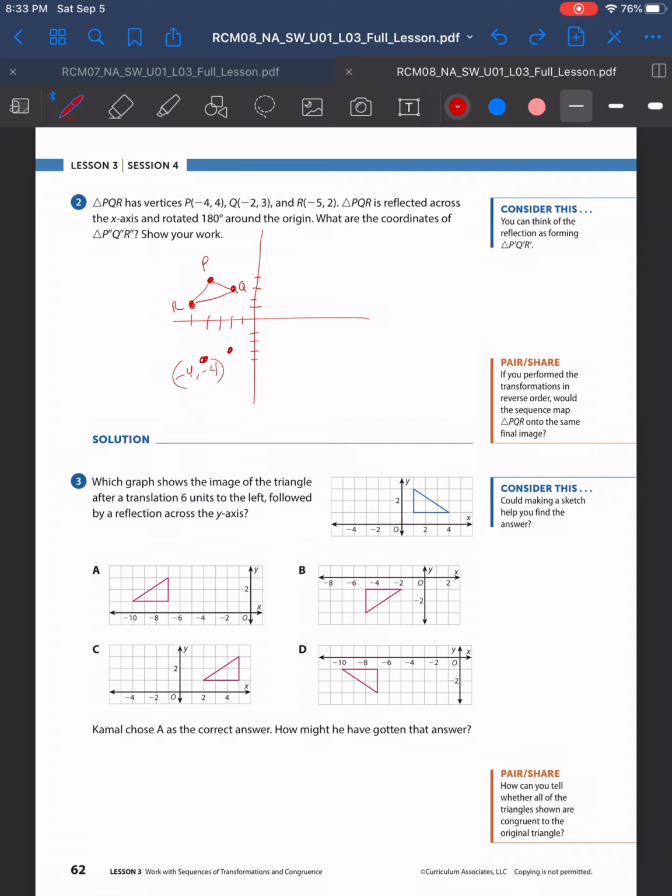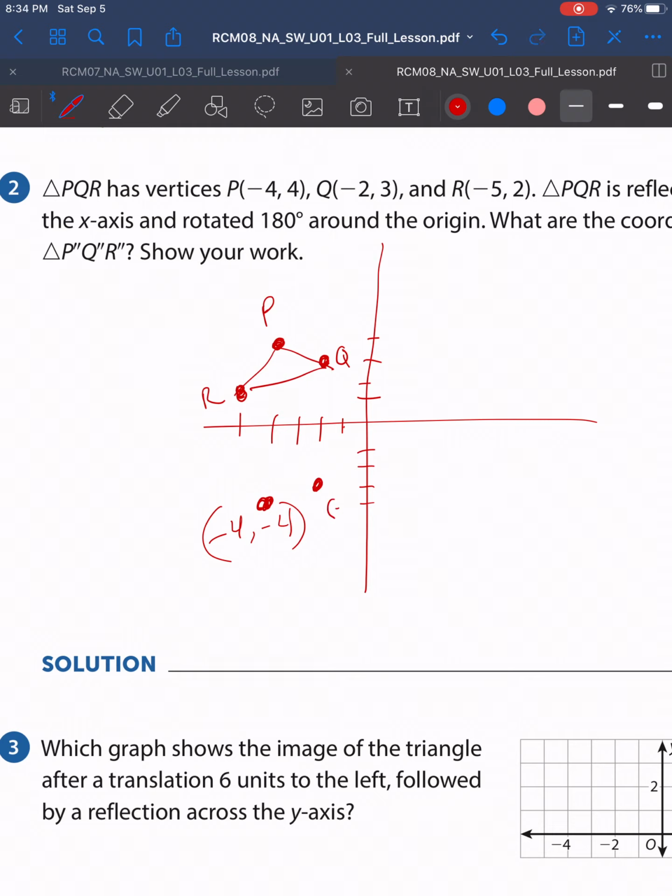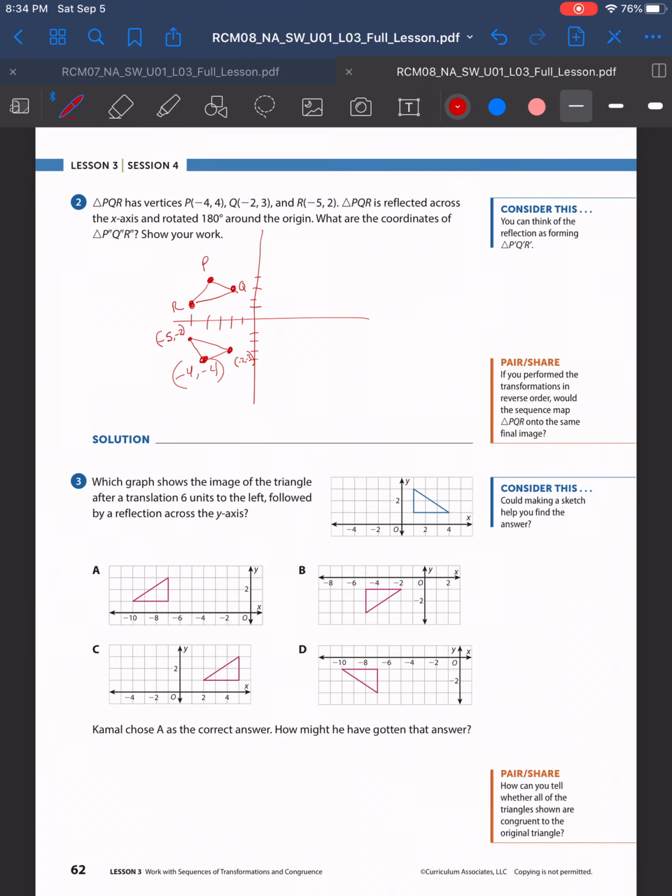Oops, I'm not going to write Q. We know that's Q. I'm just going to write the coordinates, which what we said was -2, comma, -3. And then R was over 5 up 2, so now it's going to be over 5 down 2. Okay, so there is my little guy reflected. Then it says it is rotated 180 degrees, so I know it's going to be in the quadrant opposite of that, around the origin, so it's going to be up in here. What are the coordinates of P, Q, R?